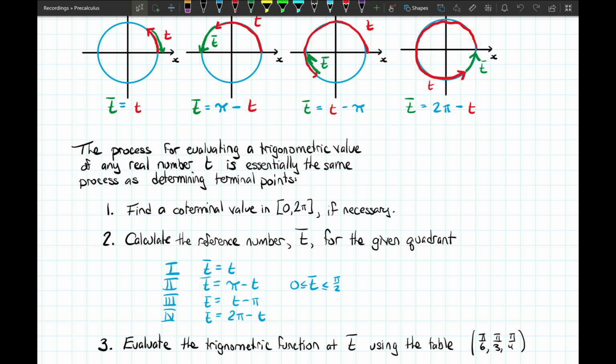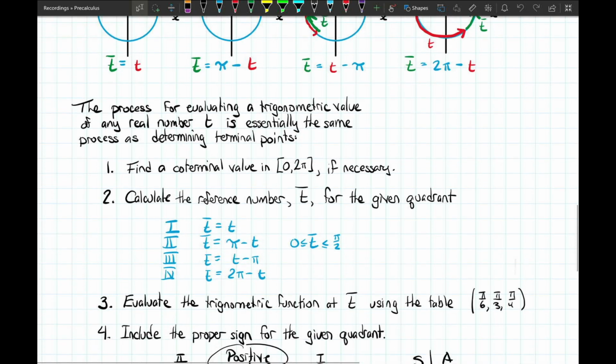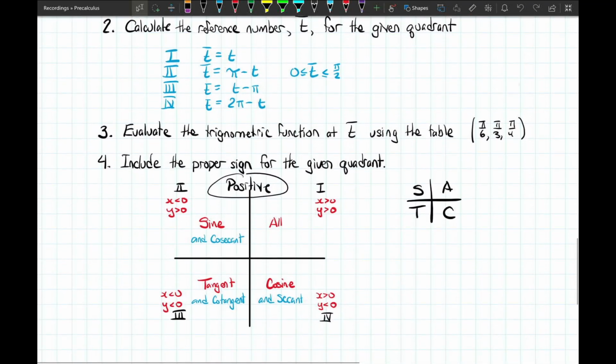Now, once we know what quadrant our terminal point is in, we'll calculate the reference number. And again, we have to use the proper calculation to find the reference number, but it's always going to be a number between 0 and pi over 2. Once we have that, we can go back to that table. It's pretty easy to calculate sine of pi over 6 if you already have quadrant 1 memorized. However, if now we have to change that to be actually some sort of terminal point that should have been in quadrant 3, then we just have to do a quick change and include the proper sign.